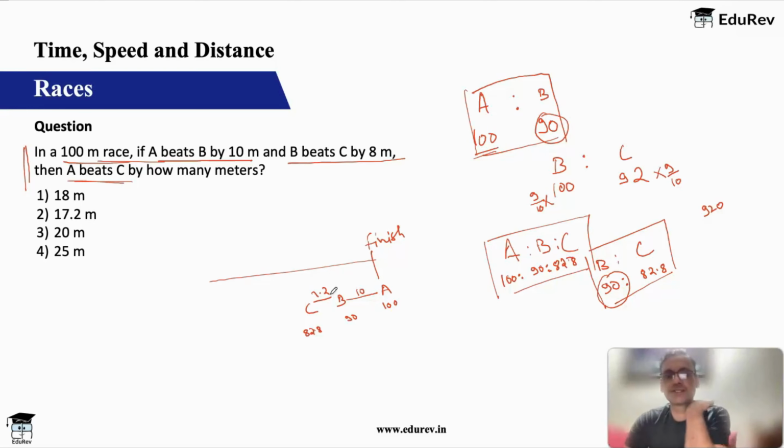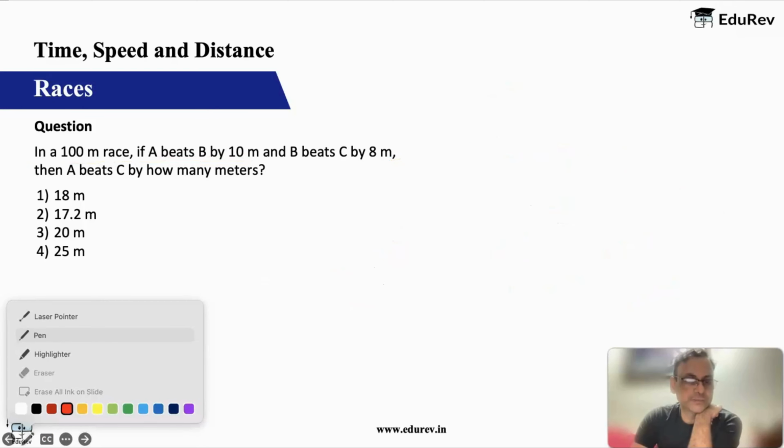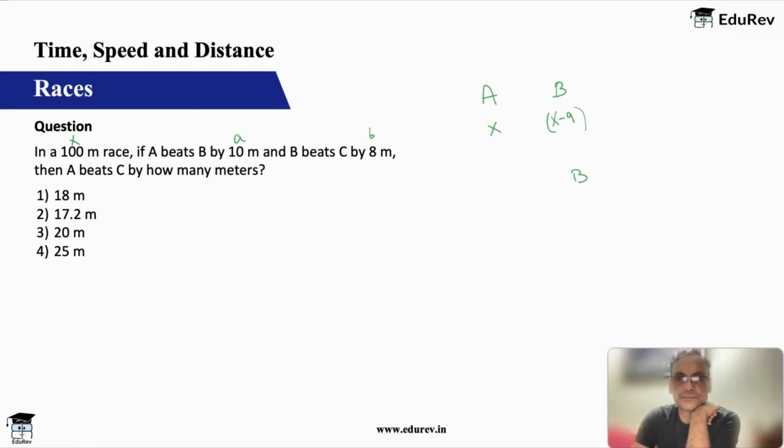Now if I look at this from a variable point, not from values, but from variables, let's understand. Let's say it is an X meters race. A beats B by A meters, B beats C by B meters. So B will be at X minus A, and B is to C will be X and X minus B.